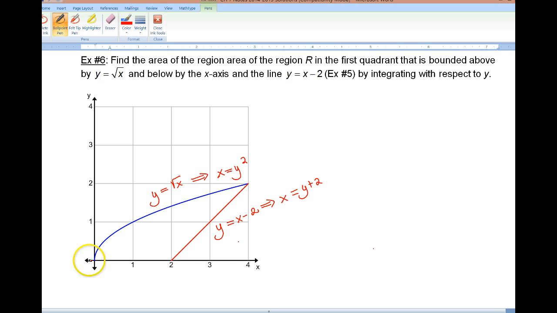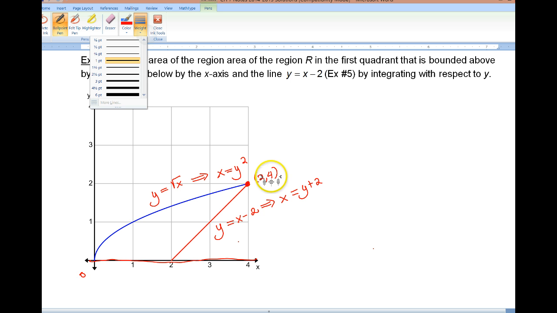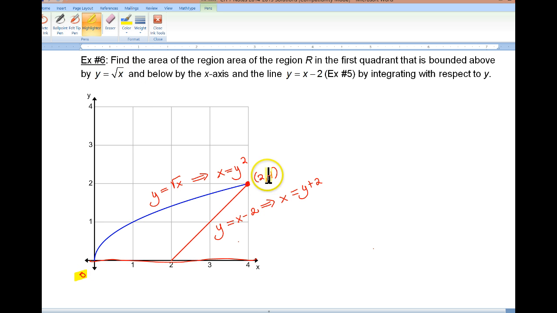Now, if I look at my bounds, they intersect at (4, 2). So our bounds are going to go from 0 to 2. Which one would we put first? If it goes left minus the right? Or right minus left. So we're going to do y plus 2 minus y squared.